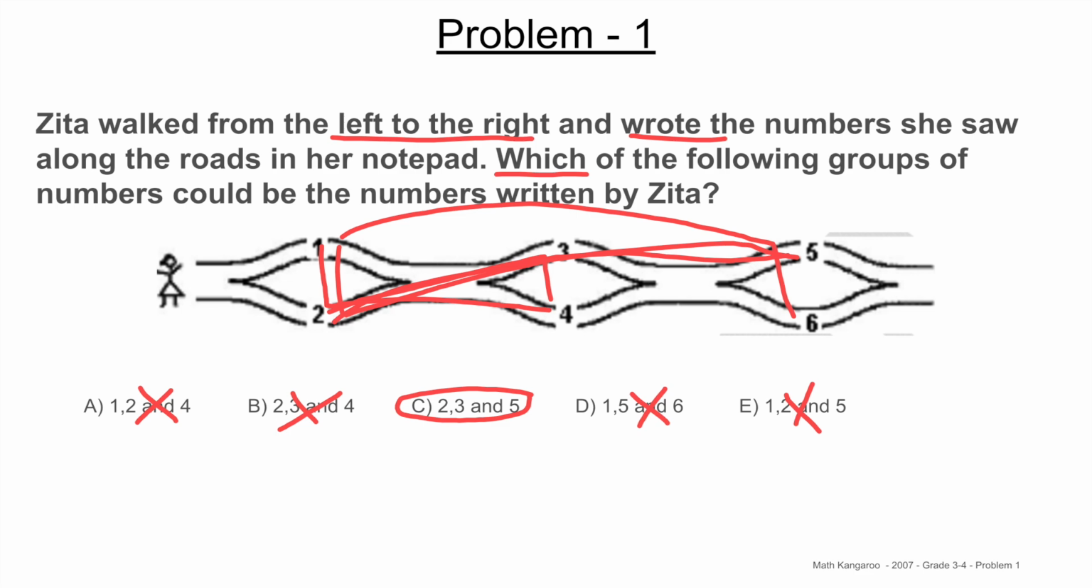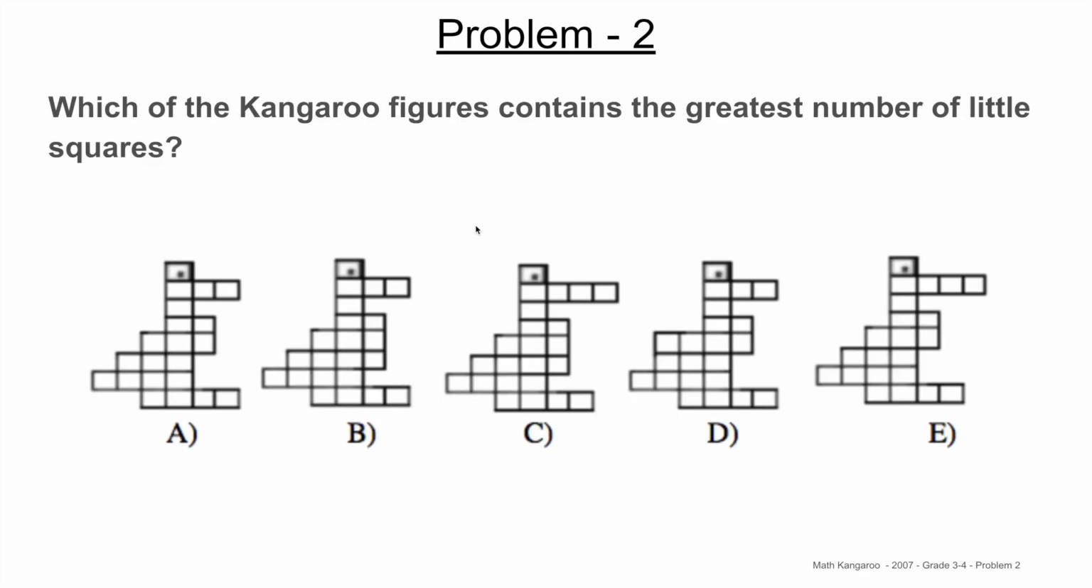Now let's move on to problem 2. Get ready to think and solve. Let's dive into problem 2. The question asks, which of the kangaroo figures contains the greatest number of little squares? Alright, let's break this one down using the method of elimination. First, we need a strategy. Instead of counting everything at once, let's split the kangaroo into parts. We'll compare the head, neck, body, and leg to see where the differences are. This makes it way easier.